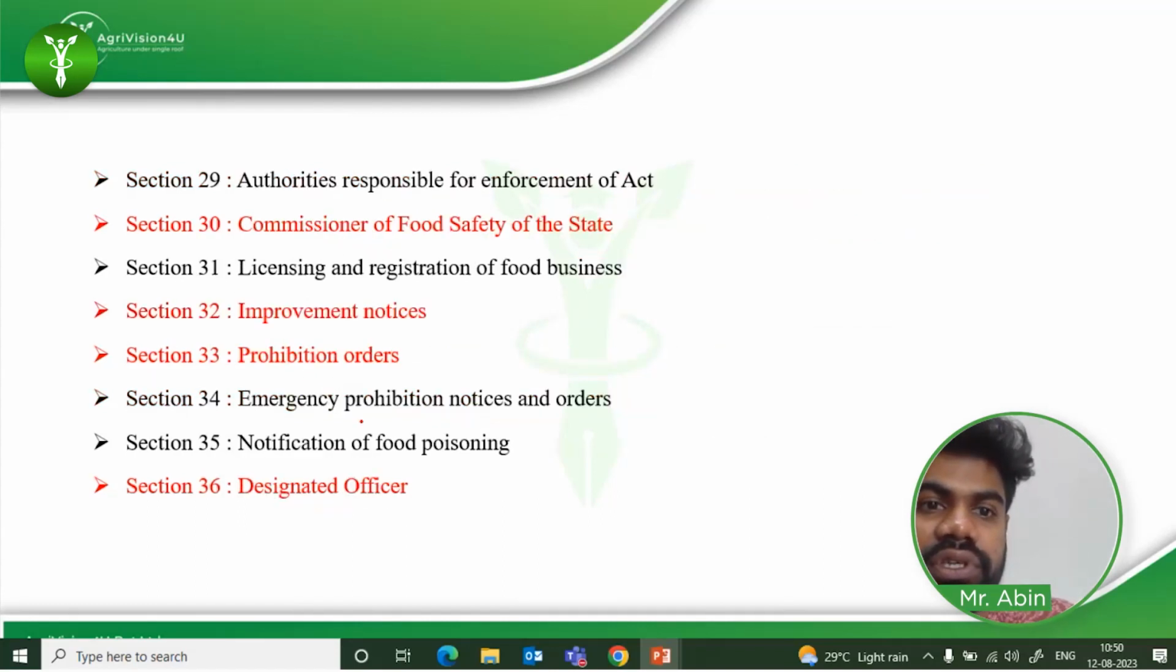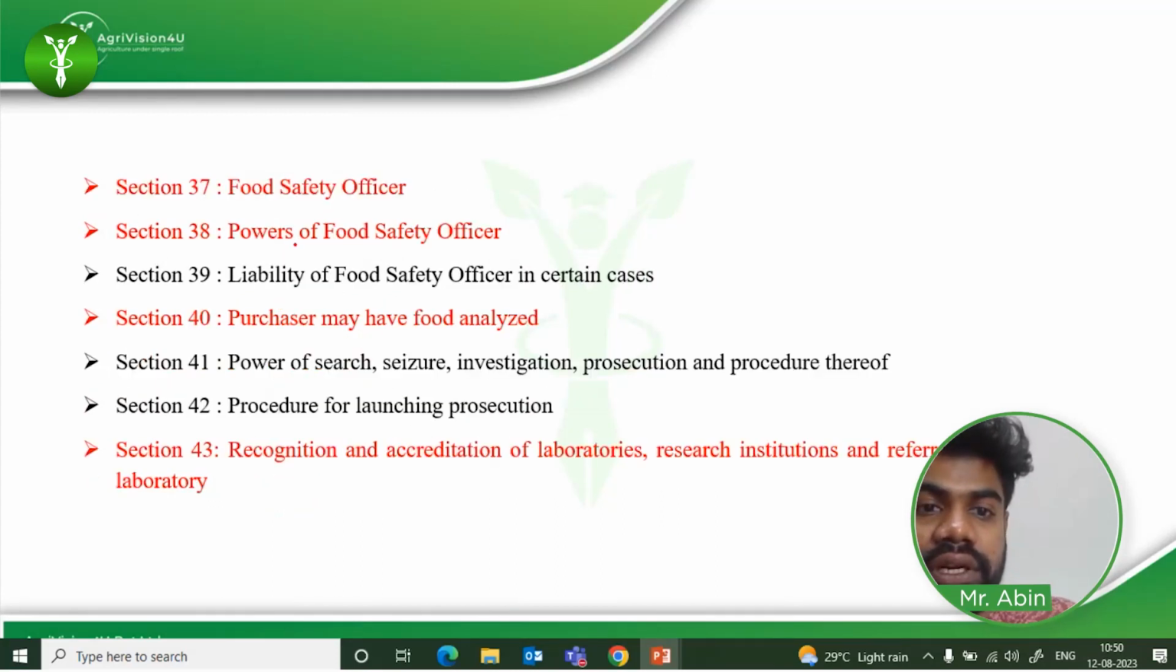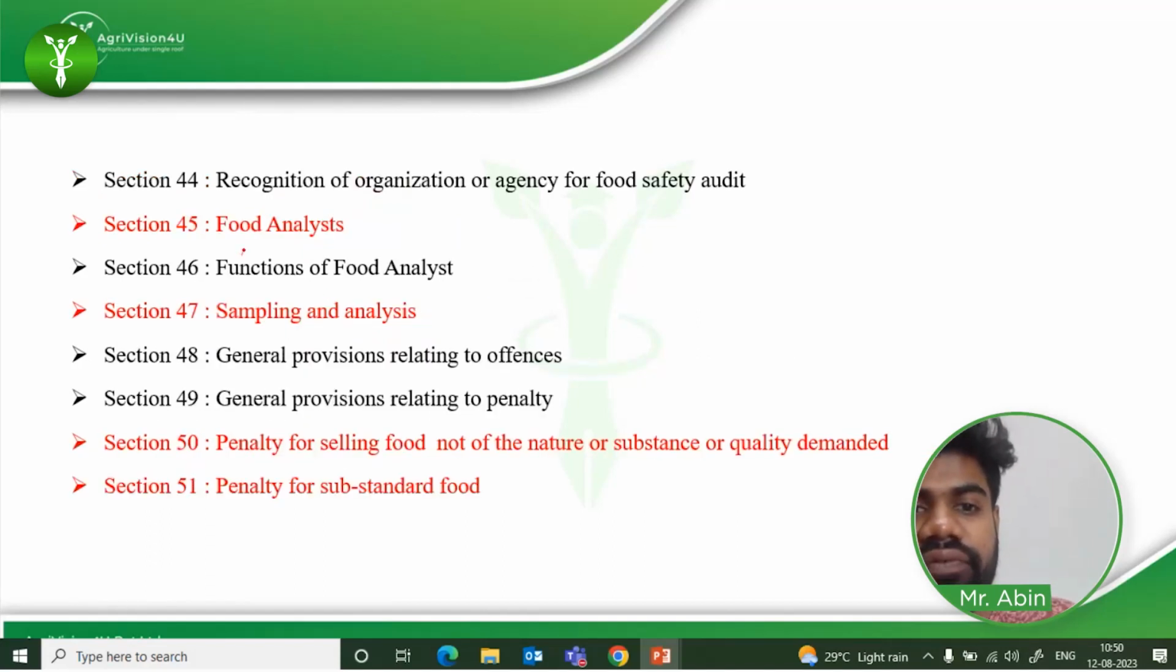28, food recall procedure. 30, commission of food safety. 32, improvement notice. 33, prohibition. 36, designated officer. 37, FSO. 38, power of FSO. 40, purchaser get analyzed, right? 43, recognition accreditation of laboratories. 45, food analysis. 47, sampling and analysis.